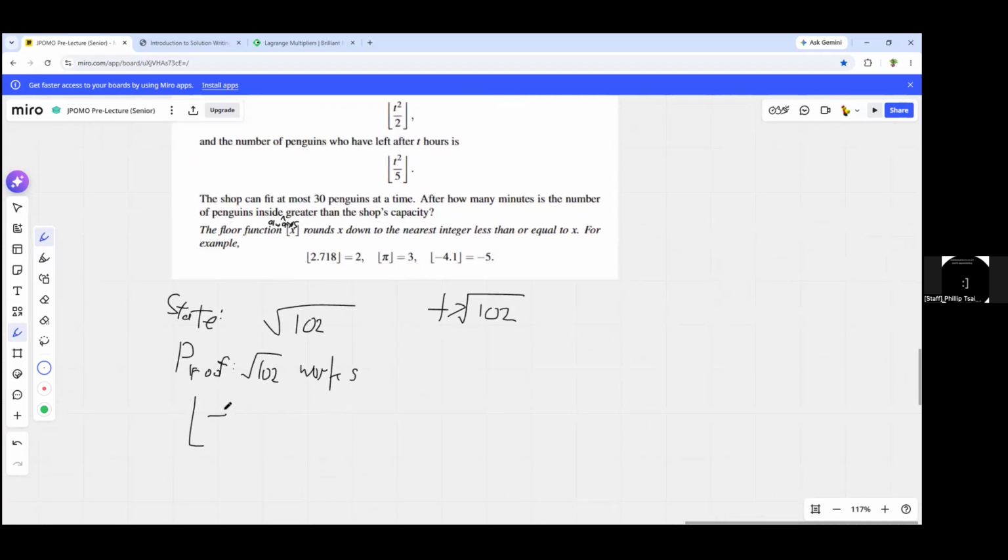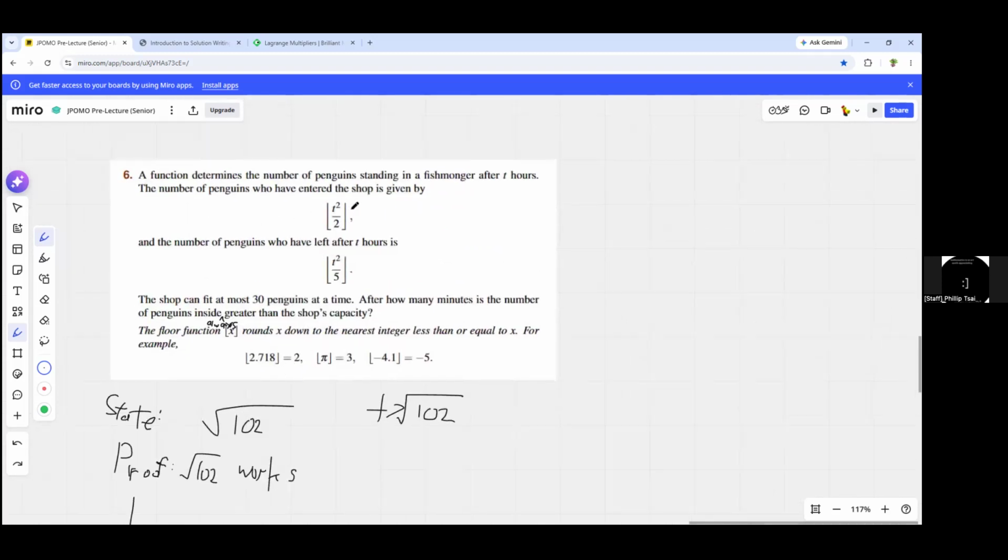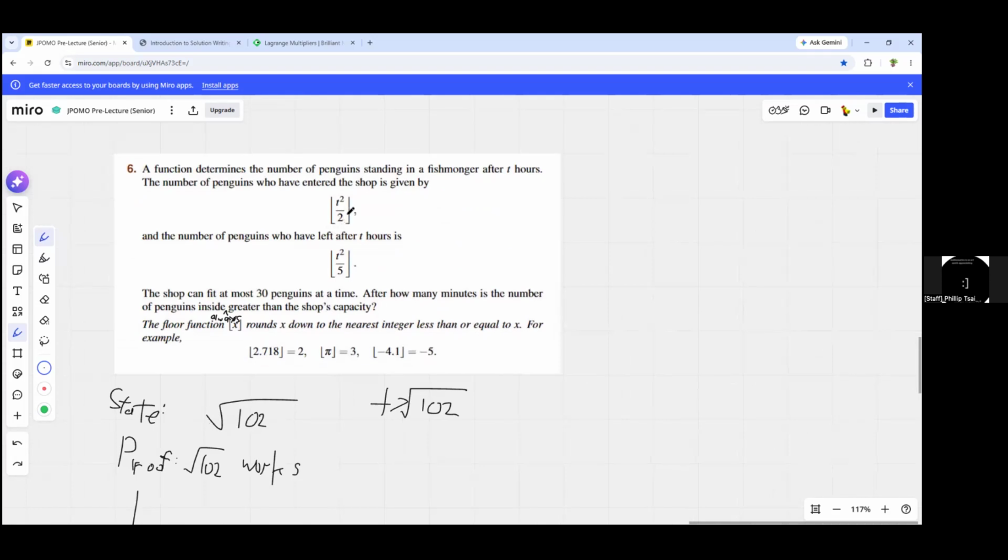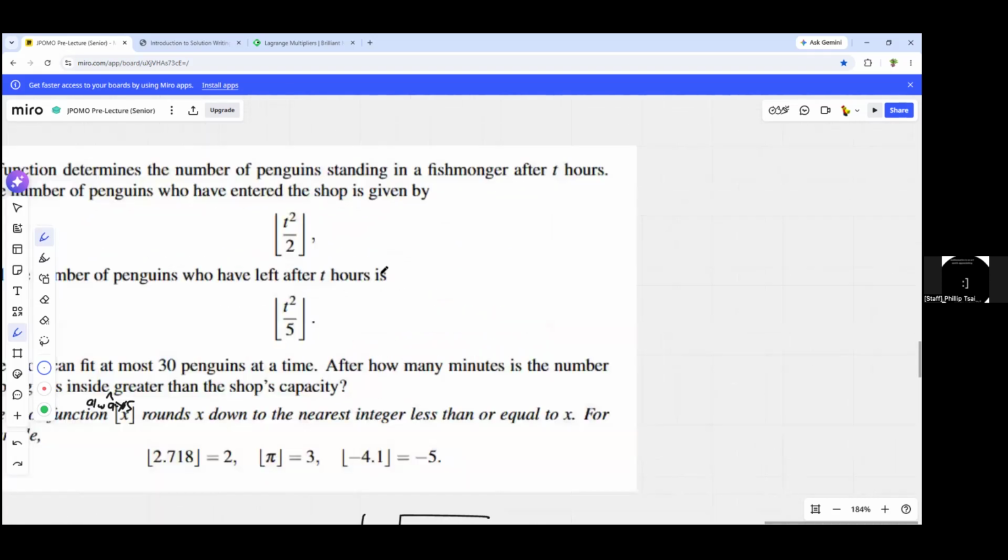So the number of penchicks that enter the shop is the floor of t squared over 2. Basically, the floor is the greatest integer less than or equal to a number.